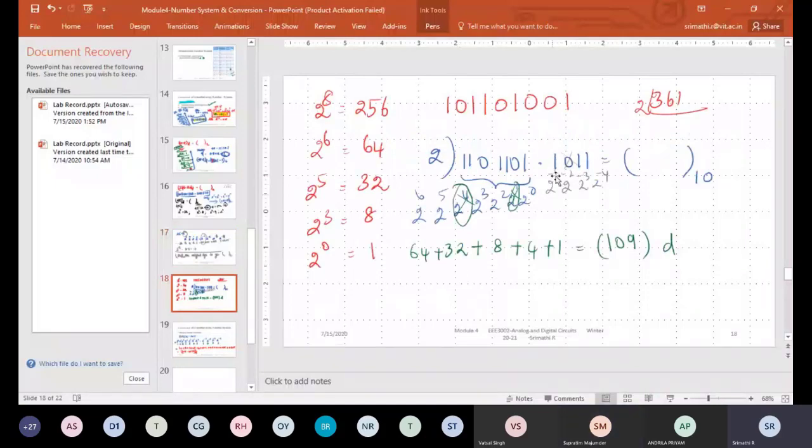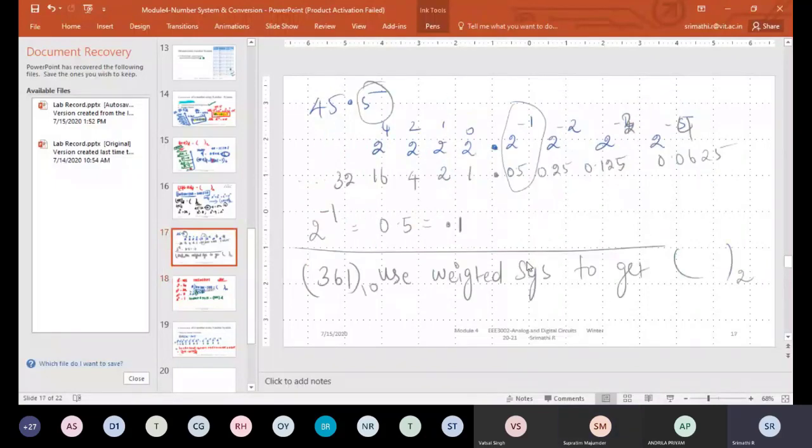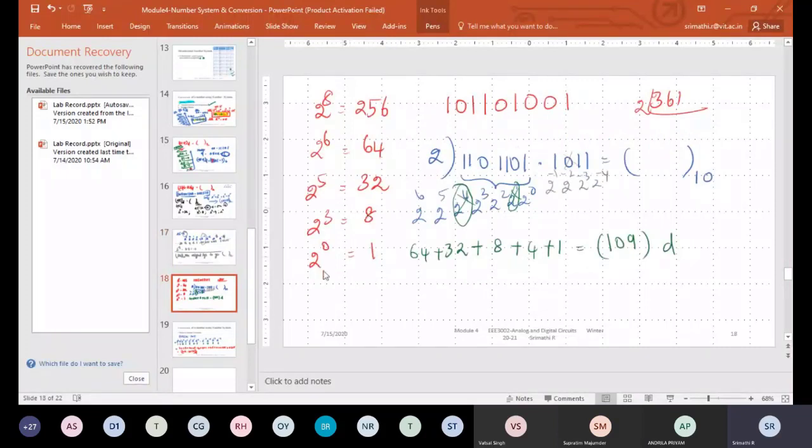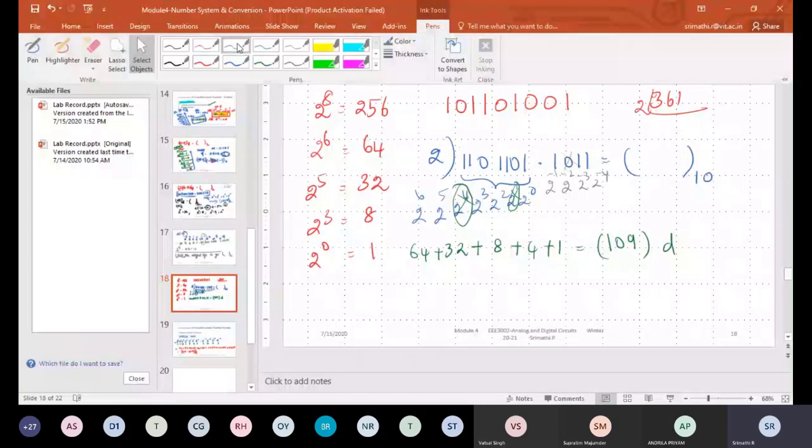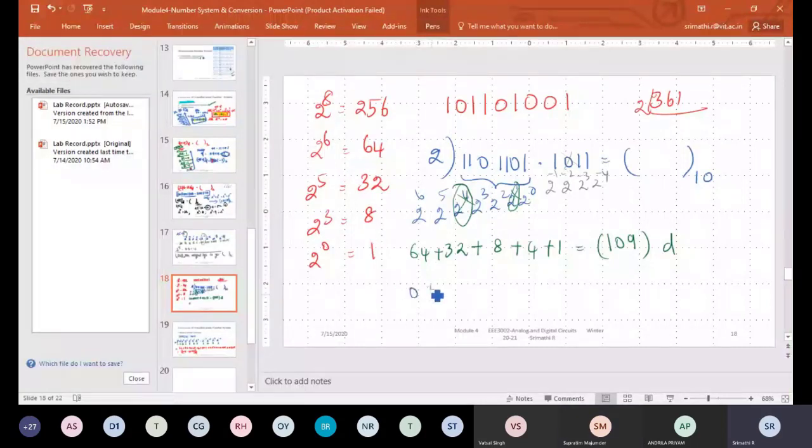So what is 2 power minus 1? It is 0.5. Plus, what is 2 power minus 3? It is 0.125. And then what is 2 power minus 4? Use your calculators. 0.0625. Add it up. Use your calculators, guys. Please keep your calculators by your side. Ma'am, it's 0.9375.